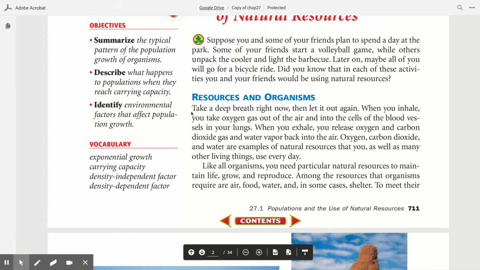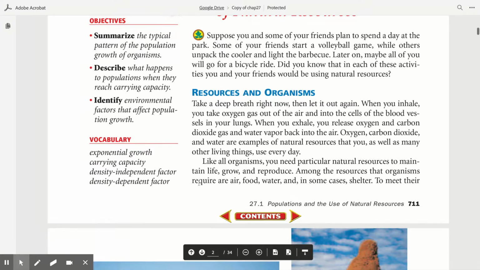Resources and organisms. Take a deep breath right now, then let it out. When you inhale, you take oxygen gas out of the air and into the cells of the blood vessels in your lungs. When you exhale, you release carbon dioxide gas and water vapor back into the air. Oxygen, carbon dioxide, and water are examples of natural resources that you, as well as many other living things, use every day. Like all organisms, you need particular natural resources to maintain life, grow, and reproduce.